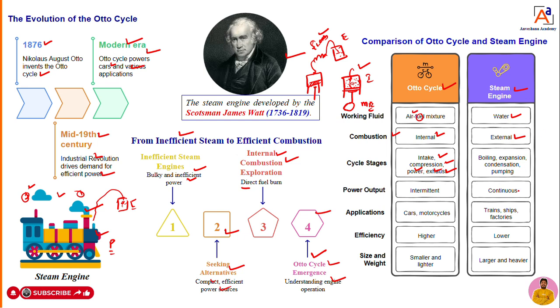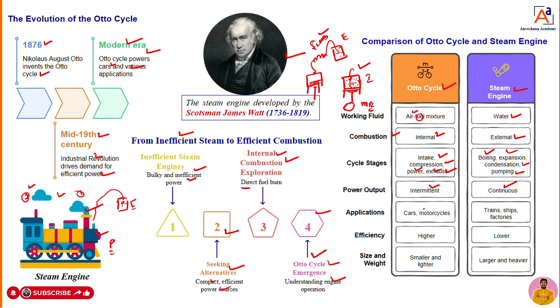When it comes to the steam engine, boiling takes place in the boiler. Later that steam expands in the piston and cylinder arrangement. Then we get the mechanical work. Once the mechanical work is done, that steam is converted into liquid with the help of a condensation process. Then after converting the steam into water, we pump that water to the boiler again with the help of a pumping device. This is the steam engine. Then power output is intermittent in one and continuous in the other.